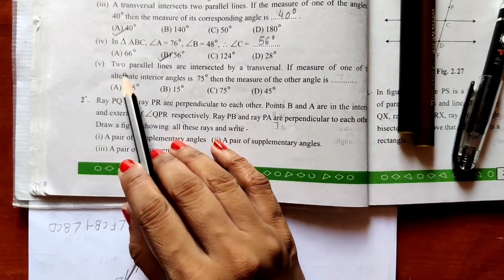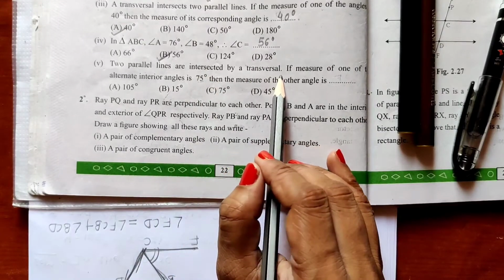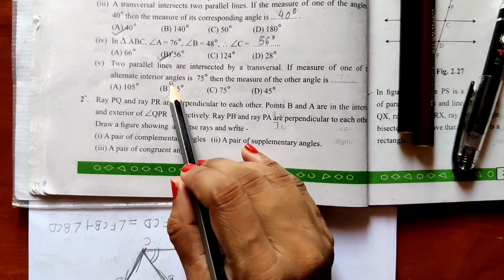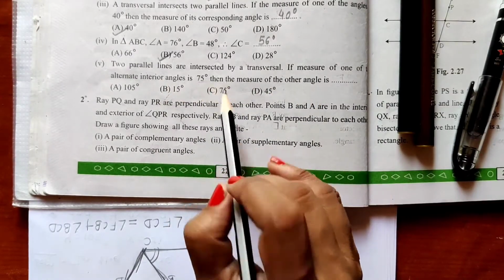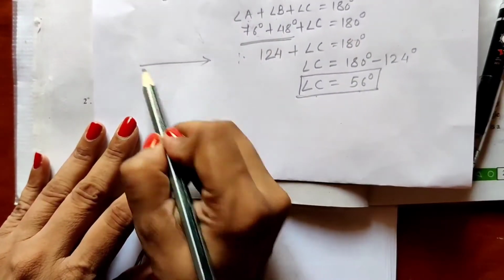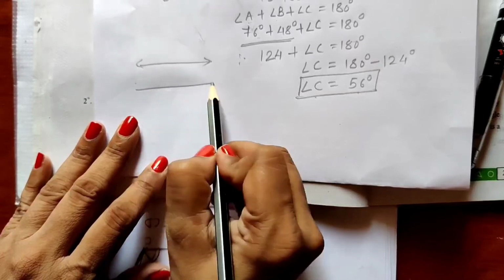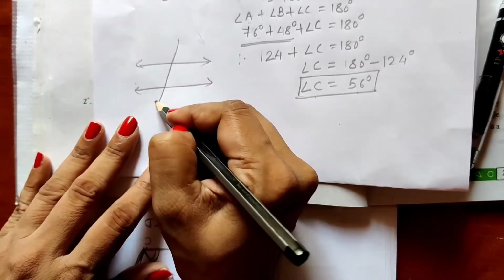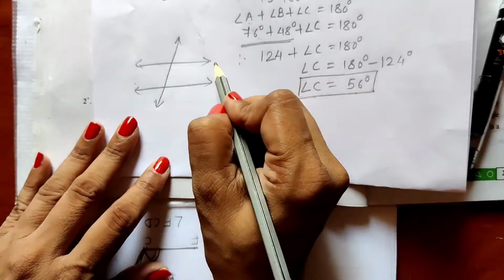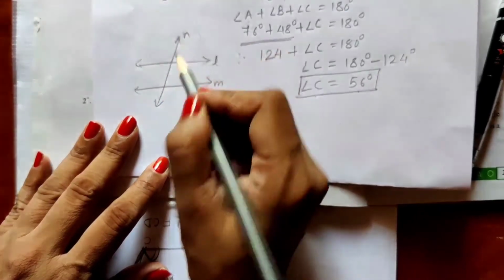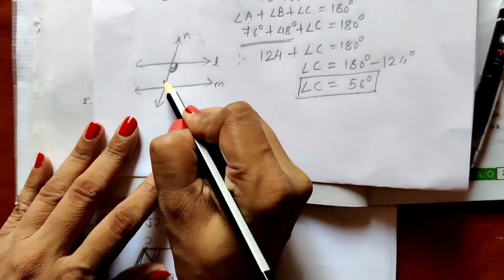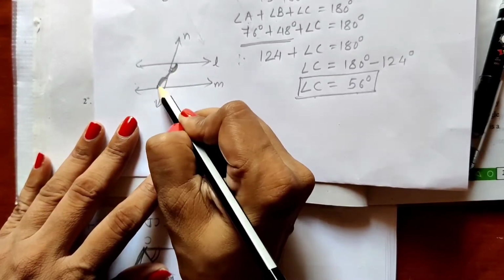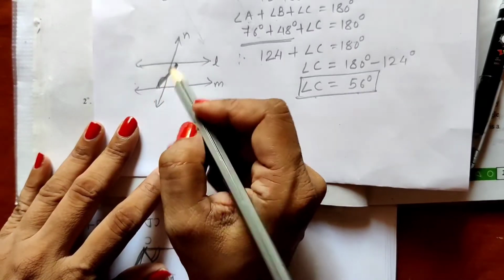Now the next, fifth one: two parallel lines are intersected by a transversal. If the measure of one of the alternate angles is 75 degrees, then find the measure of the other angle, that means its alternate angle. Again we all know there are two parallel lines and their transversal. Line L, line M, line N. We get the alternate angles inside. This is one angle, so its alternate angle will be in the opposite direction, and alternate angles are always congruent.